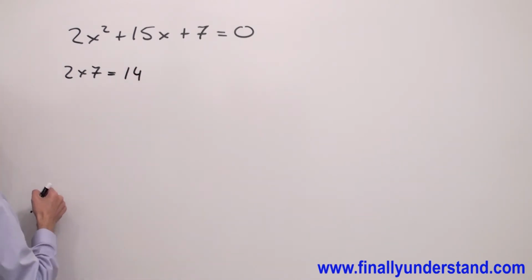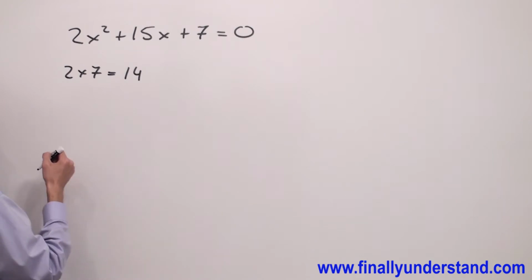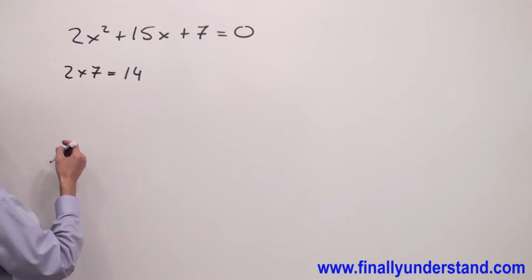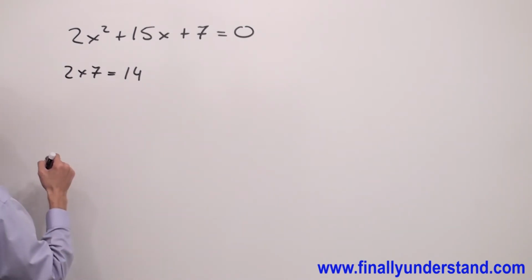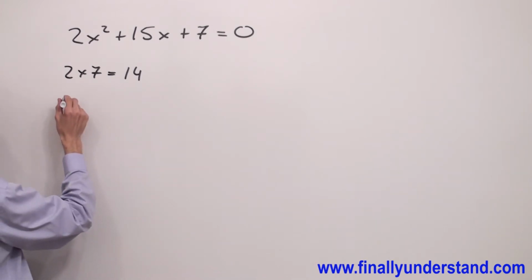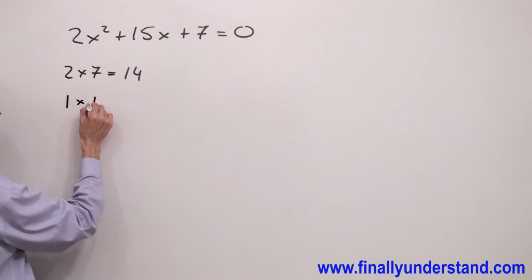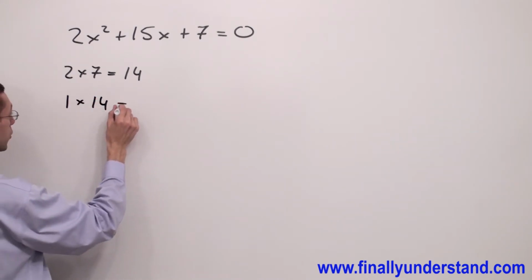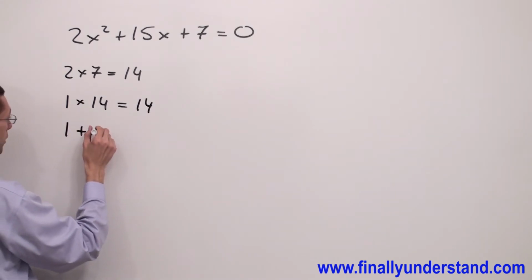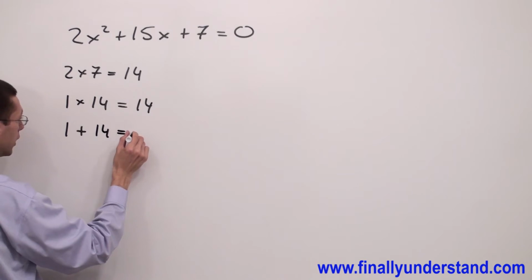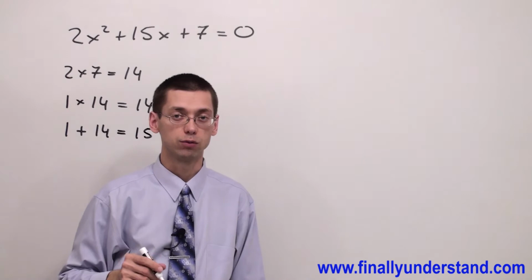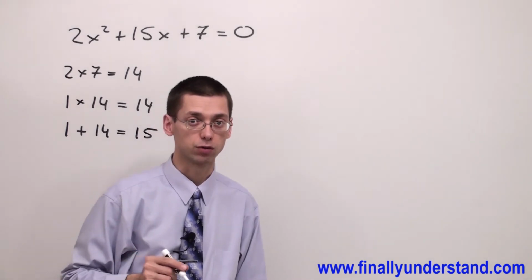Next, I'm supposed to ask myself what two numbers multiply each other to give me 14 and add to each other to give me 15. So these numbers are 1 times 14 is equal to 14, and 1 plus 14 is equal to 15. Let me remind you, in order to understand what I'm doing, you're supposed to review factoring.